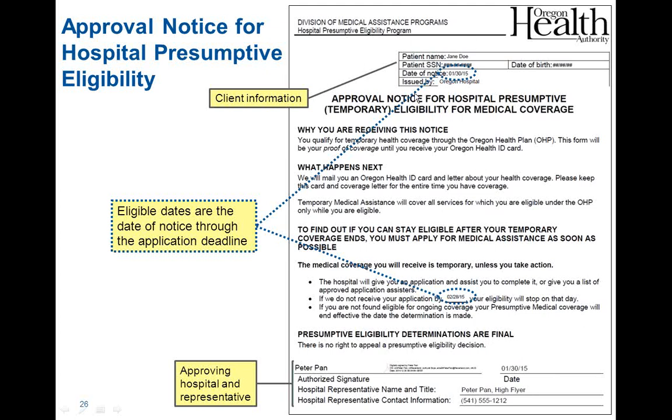So you'll see client information listed here at the top. Right here we have the date of the notice. That's the date that they become eligible according to this notice. And then down here, we'll see the date that the coverage will end if they don't become eligible through a regular application process. So for this letter's purpose, this person is eligible from January 30th of 2015 through February 28th of 2015. Also included on the notice are hospital and the hospital representative information right down here.